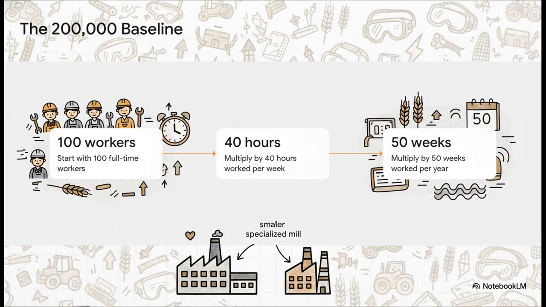Well, 200,000 isn't arbitrary at all. It literally represents the annual hours worked by exactly 100 full-time employees. Think about it. 100 workers times 40 hours a week times 50 weeks a year. That gives us 200,000. Using this constant creates a standardized baseline, letting us do an apples-to-apples comparison between a massive agricultural plant with 5,000 employees and a highly specialized mill with just 50.